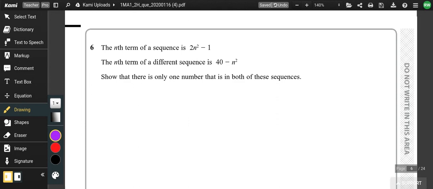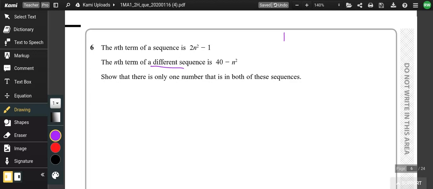The nth term of a sequence is 2n squared minus 1. The nth term of a different sequence. So because it's a different sequence, we can't actually equate these two. That won't work. We have to actually just work out a few of these terms and see what the pattern is. So what we can do is do 2n squared minus 1. So when n is 1, then we get 2 lots of n squared minus 1. Let's just use our calculators to do this. We've got the table function. We're going to do 2x squared minus 1. And we'll start at 1, finish at, say, 10, and step up at 1.